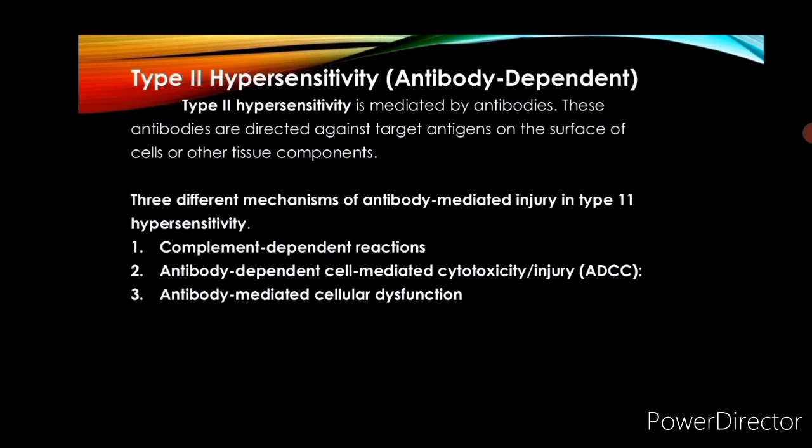And the third is the antibody-mediated cellular dysfunction. These antibodies can target cell surface receptors and disrupt their function without injuring or inflaming cells. Antibodies against acetylcholine receptors in the motor end plates of skeletal muscle, for example, disrupt neuromuscular transmission in myasthenia gravis in humans, dogs, and cats, resulting in muscle weakness.